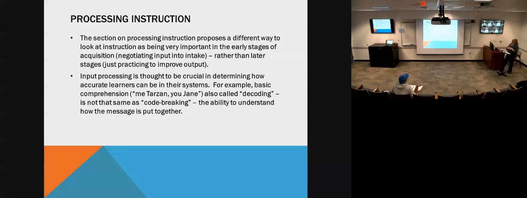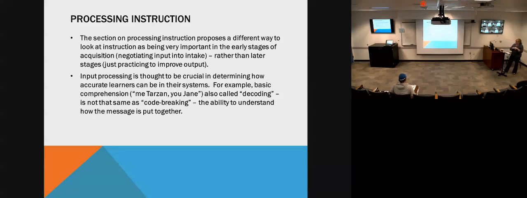So the research looks at when it's best to try and get the input to become intake. Do you just keep giving the input over and over and hope that something will stick? Or do you help the learner negotiate that input so it does enter into the system? So rather than just practice, practice, practice, how is it that you're practicing?